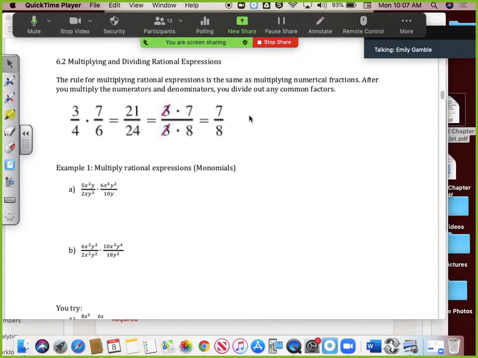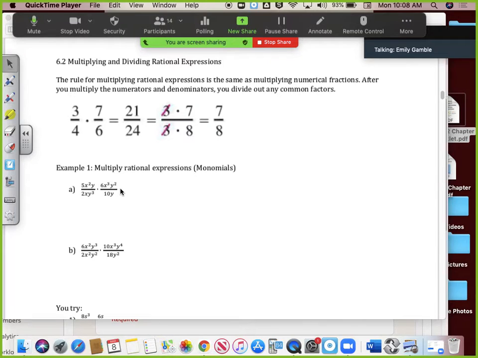So just a little refresher with section 6.2. In this section, we are multiplying and dividing rational expressions. So far, we only saw multiplying rational expressions, like in example 1. We have here this fraction, this rational expression times this rational expression.